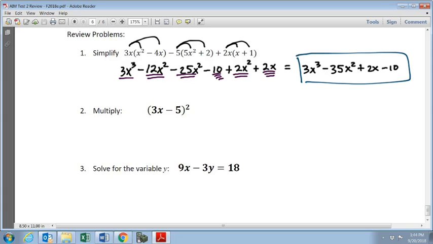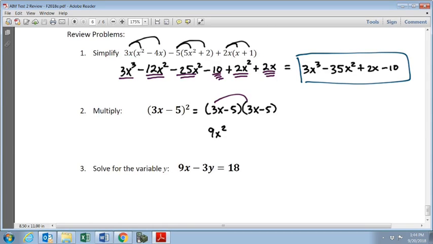All right, number 2. This is what I call FOIL in disguise. We don't have a rule of exponents where we can just square the 3x and the minus 5 separately. We need to multiply 2 of these guys. So that's just a FOIL situation.